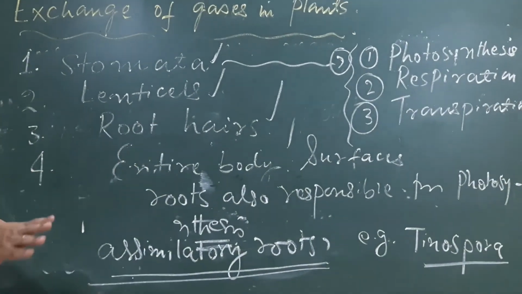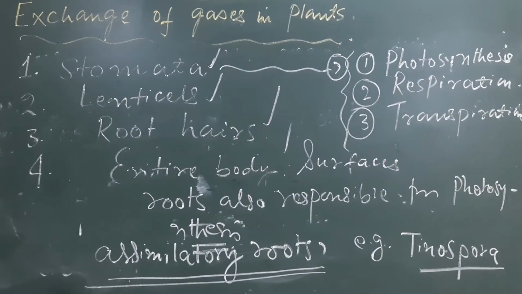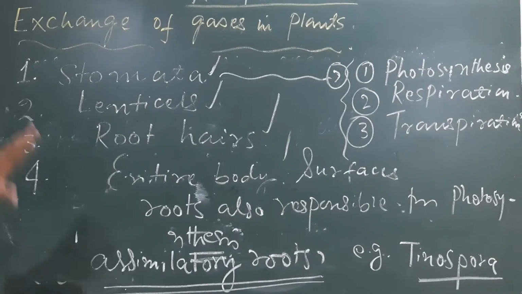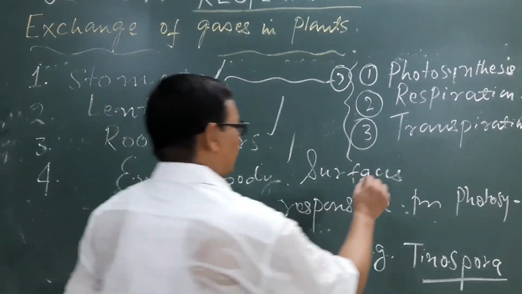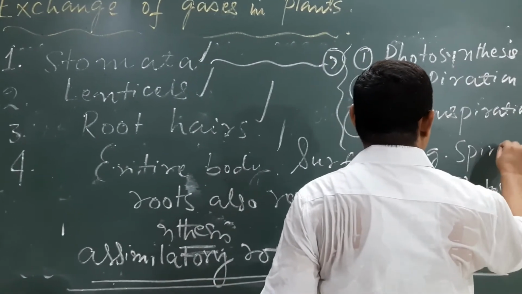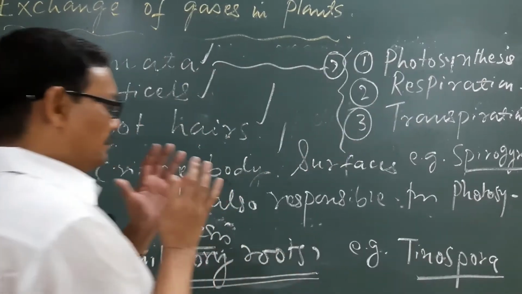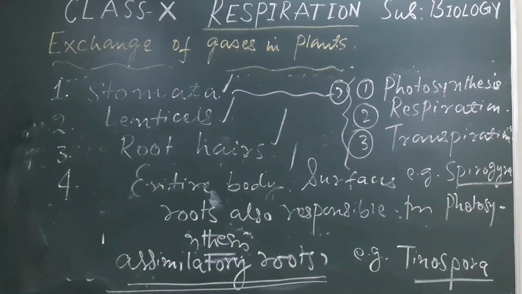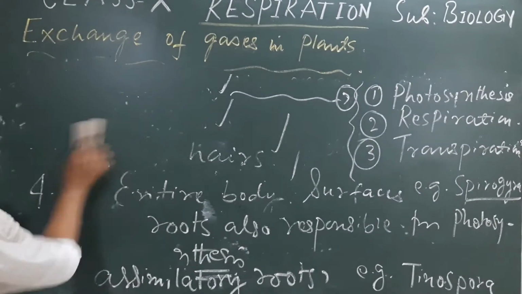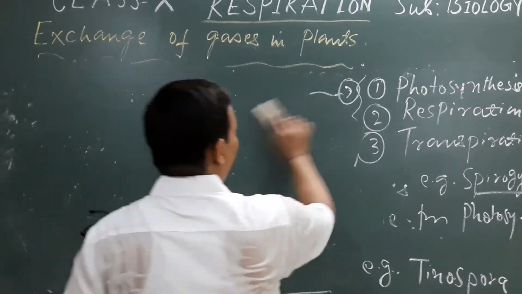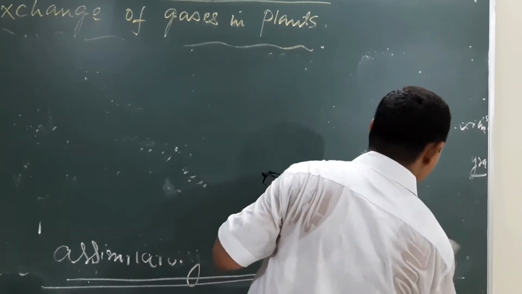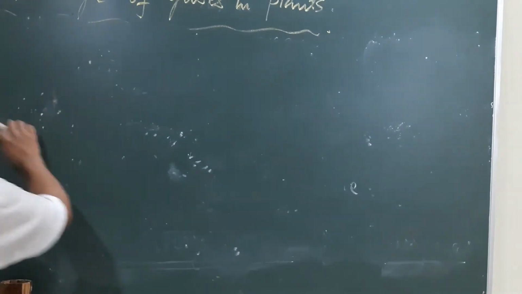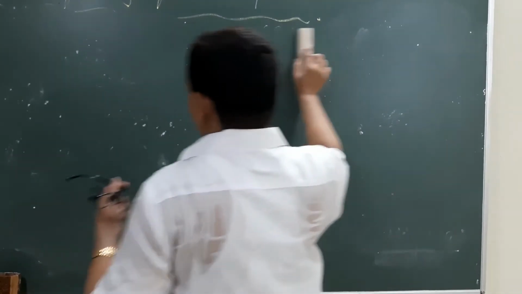That is why from the entire body surface they are able to take in oxygen, and they are also able to take in carbon dioxide. They give out oxygen, they give out carbon dioxide. That means the exchange of gases takes place from their entire body surface. An example here is Spirogyra. So these are some important organs related to the exchange of gases in plants. This is a very easy and short topic. Now I would like to give you a short description of all these structures that will be helpful for you to make notes.